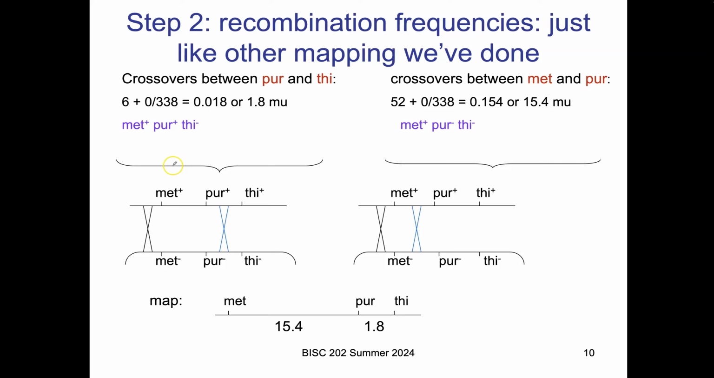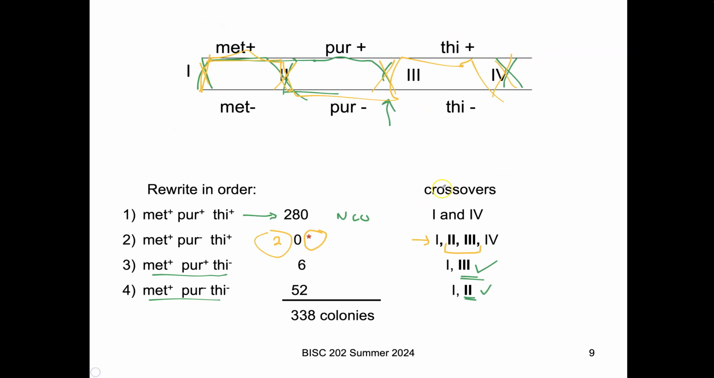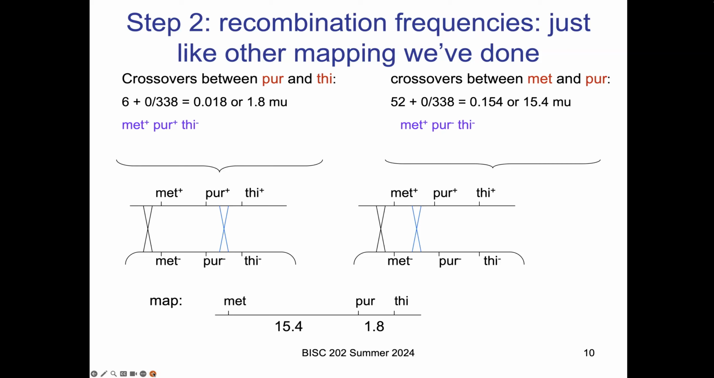So this is how we do it. The recombination frequencies, we do exactly the way we do every other kind of mapping, which is we just count up the number of crossovers and then divide by the total. That is the general method. And so when you've done this work, you know where you've got a crossover between purine and thymine, where you've got the crossover between methionine and purine, and then where these 2 crossovers are. You basically just add them up the same way as was done with the 3-point crosses.